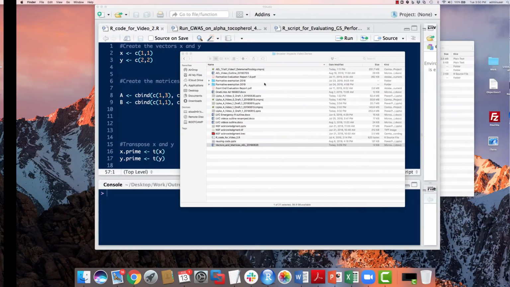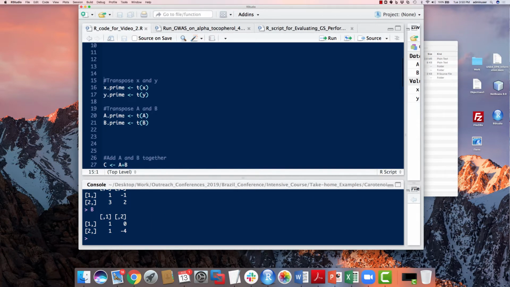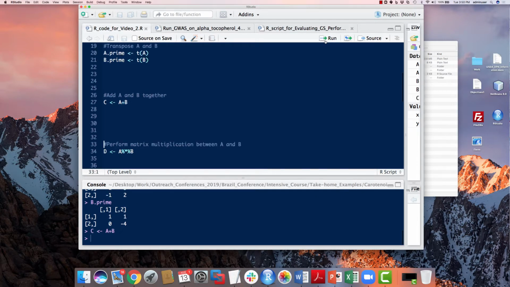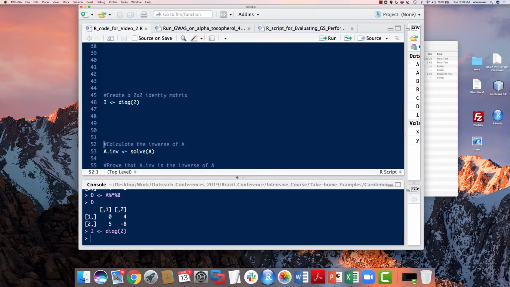So now that this presentation is done, let's go onto our R GUI over here and start from scratch and do all the linear algebra operations. Here's how we create our vectors x and y. Here's x and here's y. And then here's how we create our matrices A and B. So we got A and we got B. And then here's how we transpose A and B. So here's A prime and here's B prime. And then here's us conducting matrix addition. So here's C. Here's us performing matrix multiplication, D, and then here's us creating a diagonal matrix.